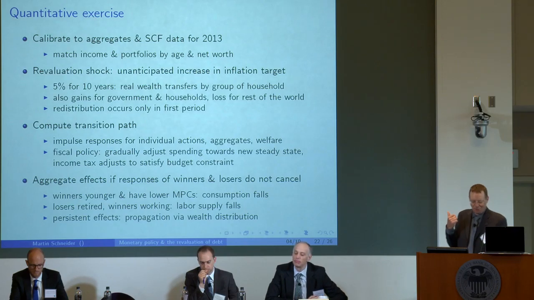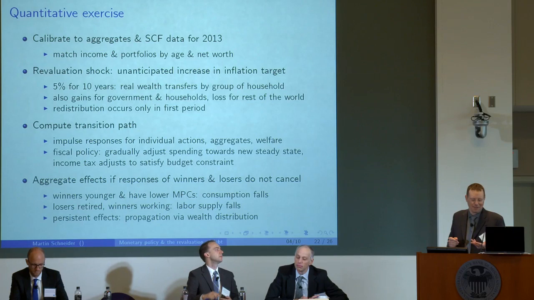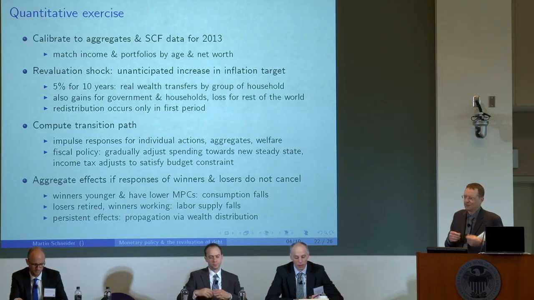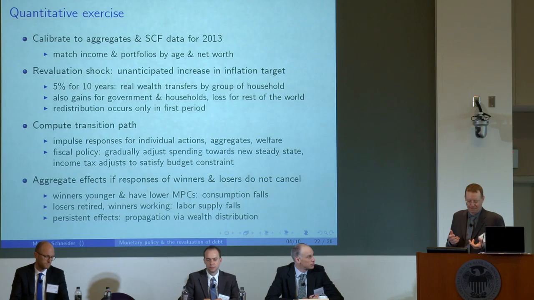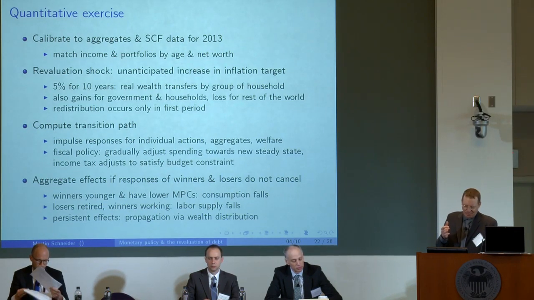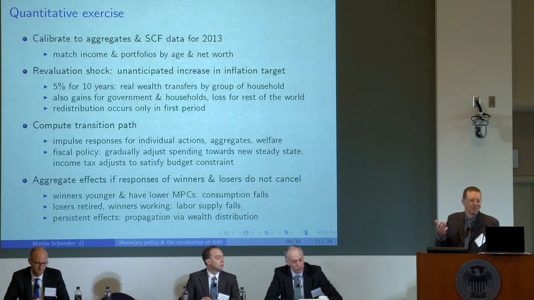Second, a lot of the losers from my shock can be retired, whereas the winners, who are working, can adjust labor supply. And so the wealth effect is going to make these guys work relatively less. So this is going to lower labor supply and output. And so those are the two effects where winners' and losers' responses do not cancel. It's going to lead to moderate aggregate effects, but they're going to be quite persistent because they're propagated through the wealth distribution. Okay, so they come from sort of wealth effects.